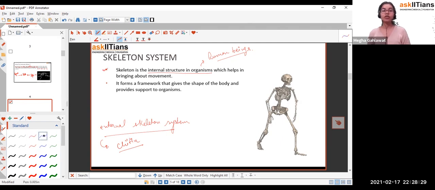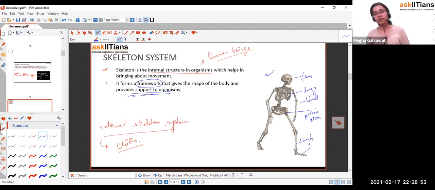Now the major function is to support the organism's body by providing the framework. If you look at this particular diagram, this framework is for the face, this framework is for the lungs, this framework is for the limbs, this framework is for the pelvic area. This framework is again for the limb, this framework is for the foot, this framework is for the hand, right? So this is basically a blueprint provided to our body, onto which the different organs are attached or arranged, right?